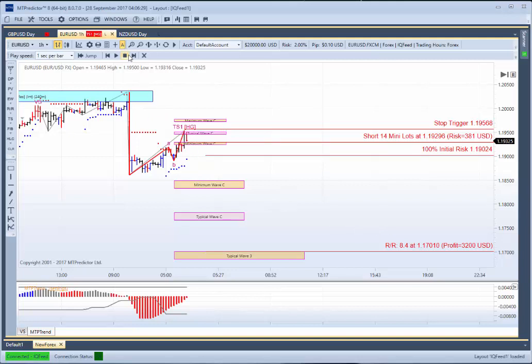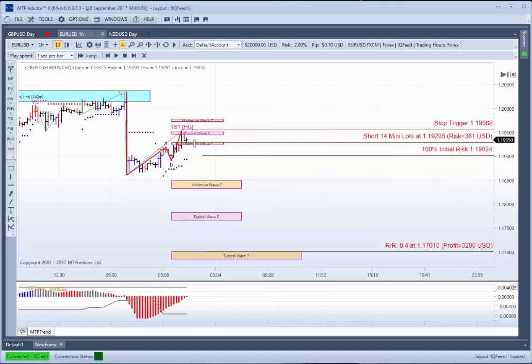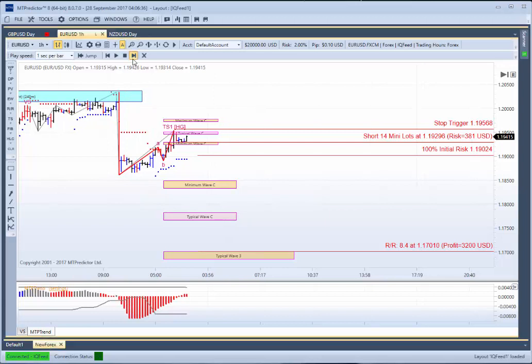So let's just skip forward here and see what happens. This was actually just about clipped in there for a short trade. Then we move forward another couple of bars.